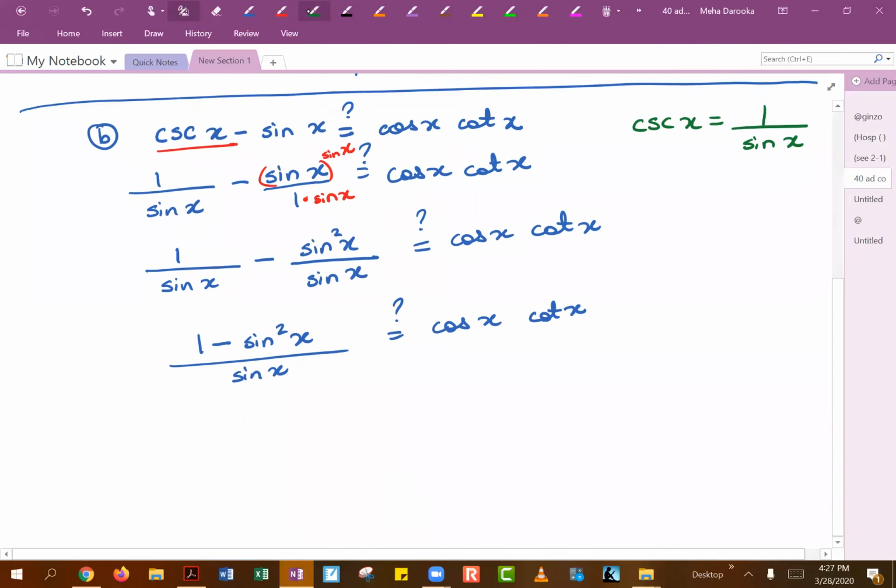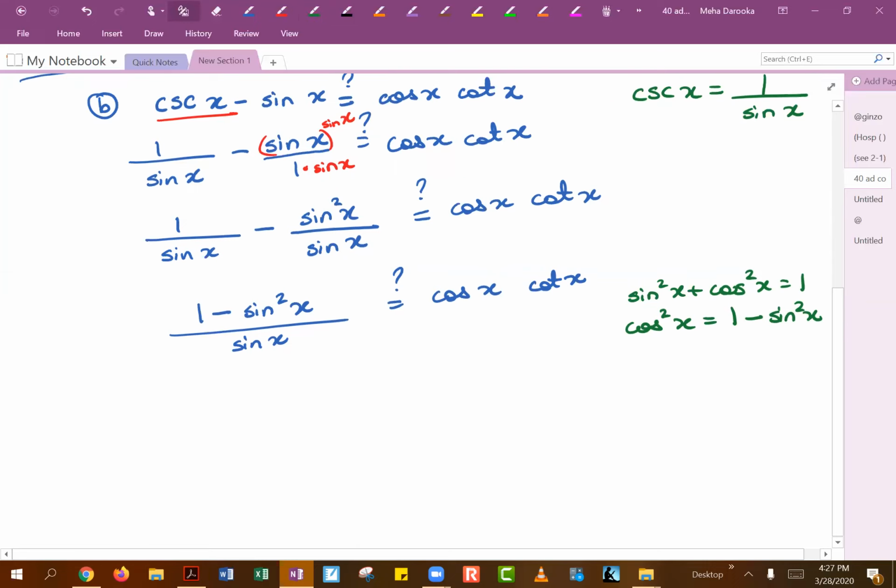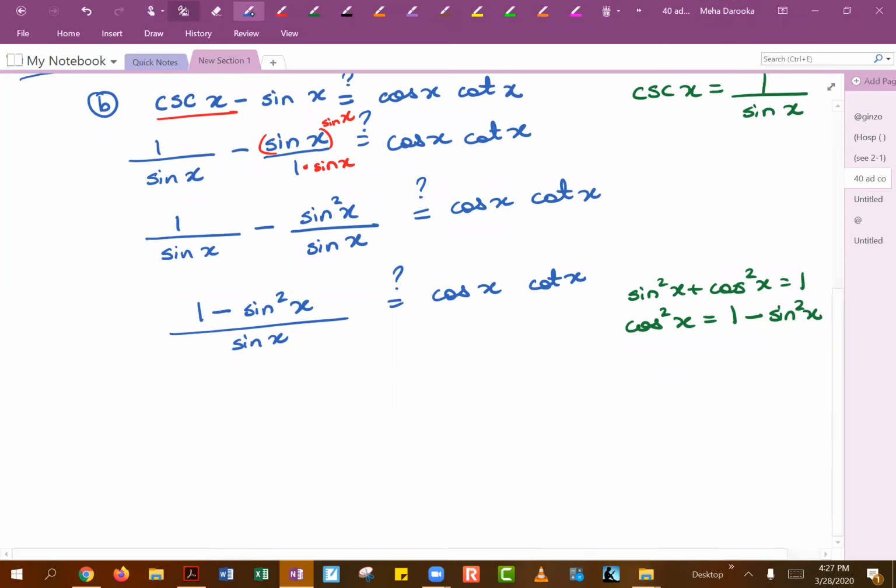And then this is where your Pythagorean identity kicks into place. So remember, sine squared of x plus cosine squared of x equals 1. If you move the sine squared function to the other side, you end up getting 1 minus sine squared of x, right? So now I am going to replace my numerator. Denominator will stay the same. So the numerator will get replaced with cosine squared of x. And again, we're trying to show it can equal the right-hand side.